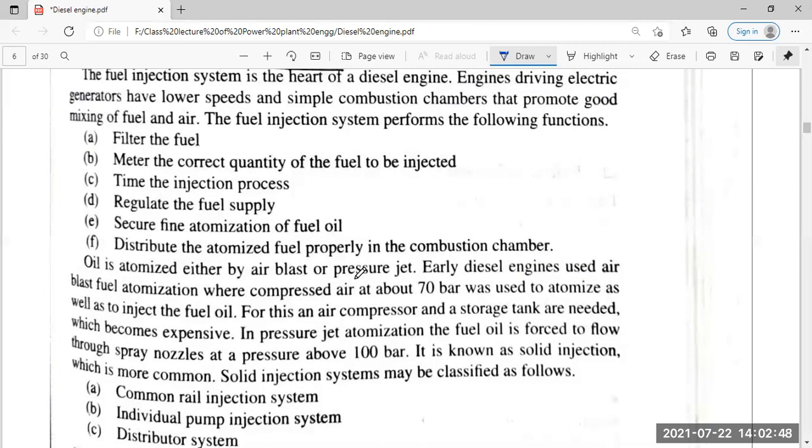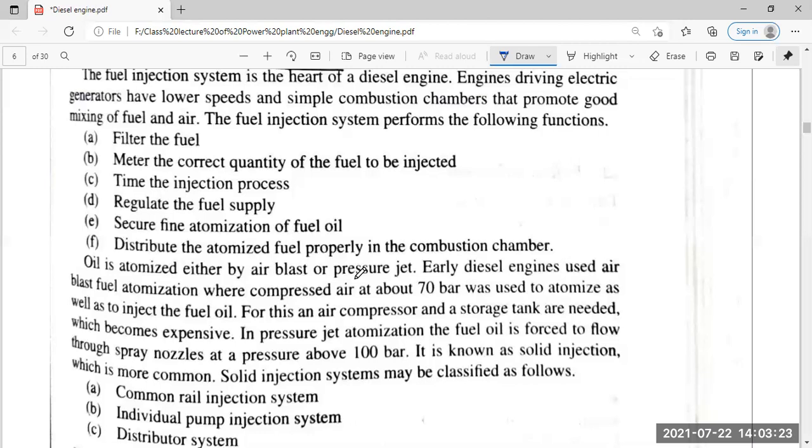Early diesel engines sometimes used blast fuel atomization, where compressed air at about 70 bar, about 70 times atmospheric pressure, was used to atomize as well as to inject the fuel oil. So this air first atomizes the fuel and then injects it, doing both jobs.